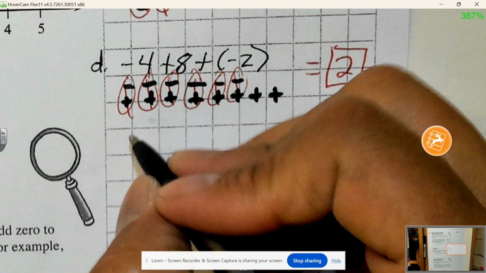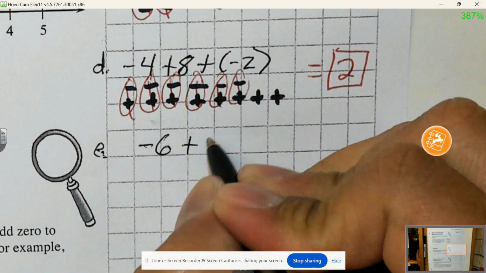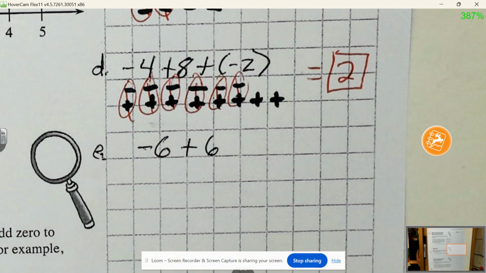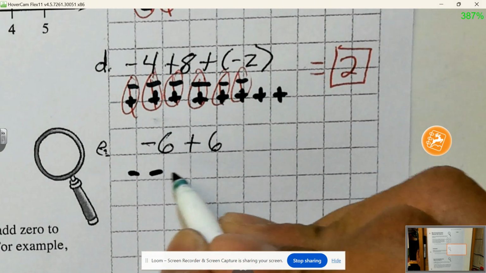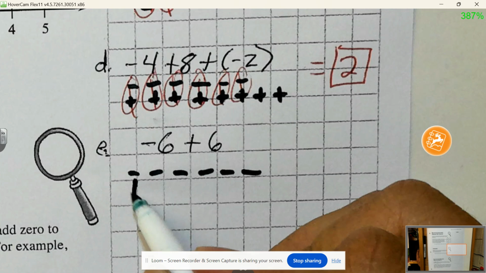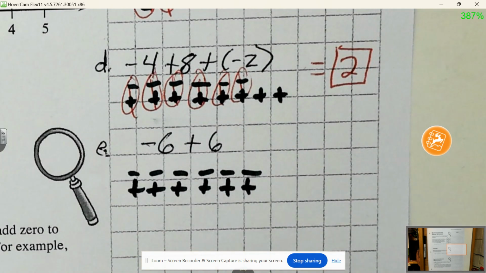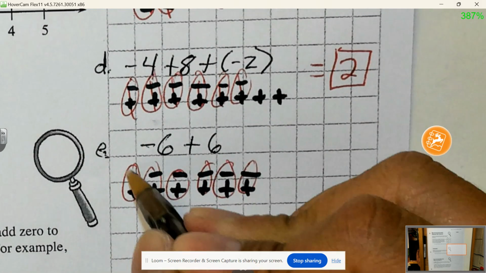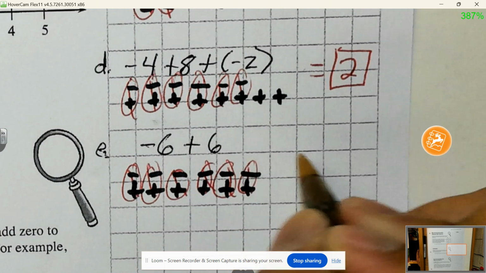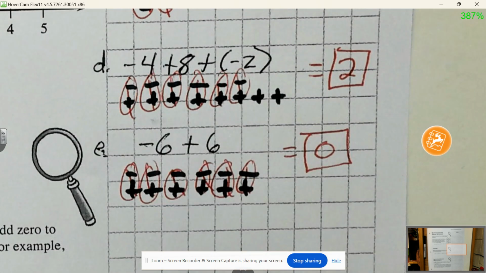Okay, so let's go to problem E. We have negative 6 plus 6. Okay, now if you remember the previous lesson, we know that these two numbers are opposites, right? So those will give us 3 negatives and 3 positives. So we have nothing but 0 pairs. So now we can see, well, why do opposites add up to 0? And you can see we have nothing but 0 pairs when we add them. So this is why.